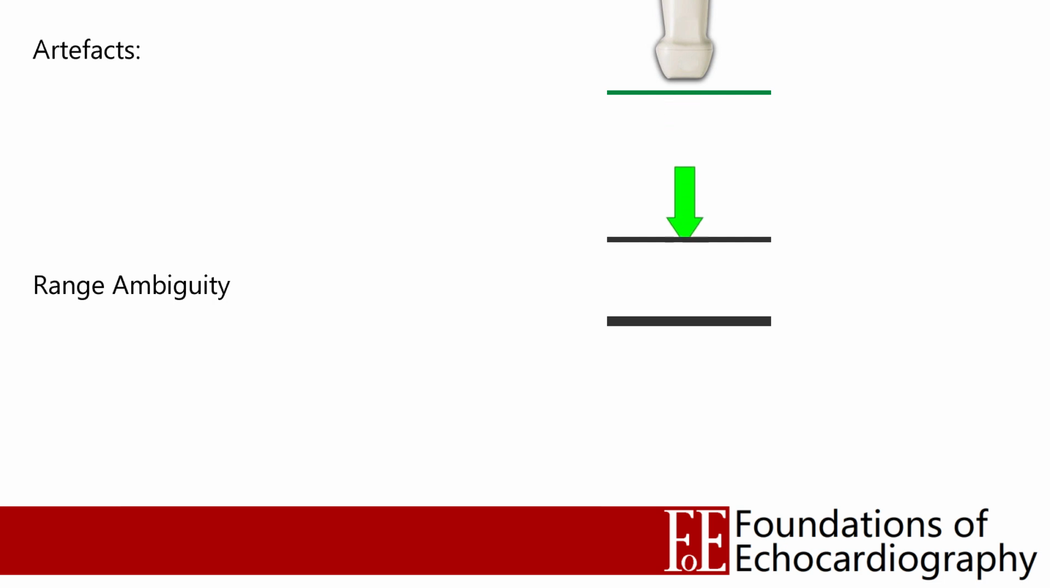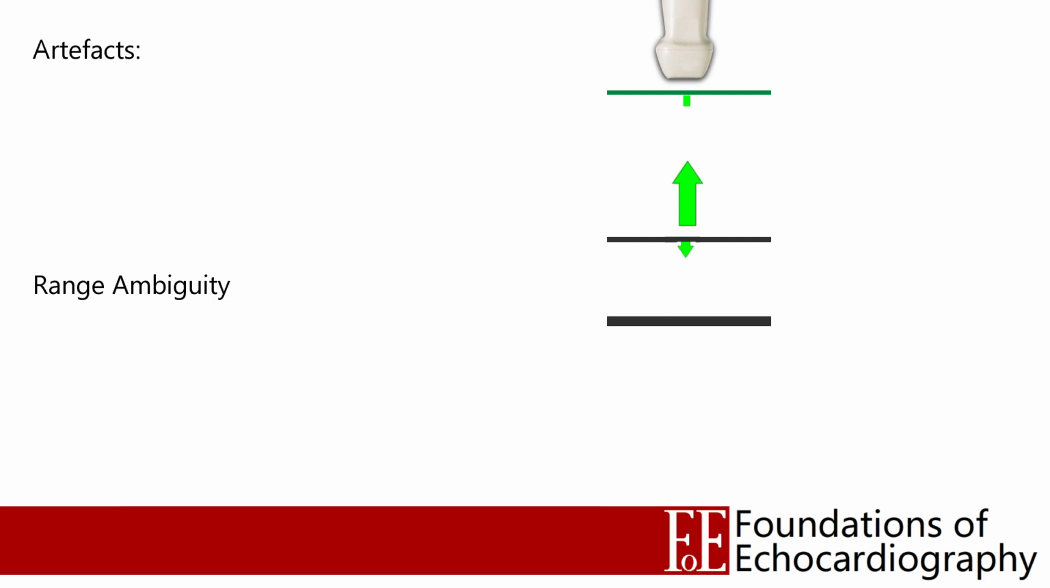Now, any energy that passes through the first line and is reflected off the second line will travel 12 cm to the second line, 12 cm back to the probe, total distance travelled 24 cm, displayed on our screen as a structure 12 cm away.